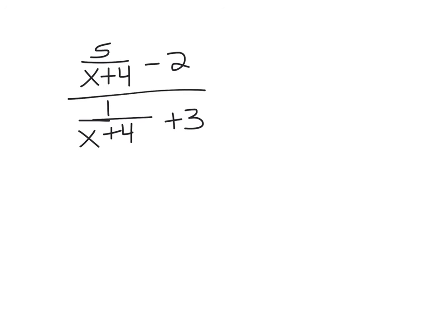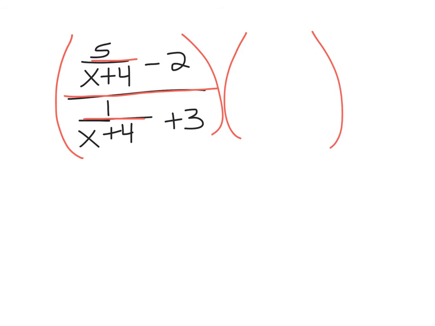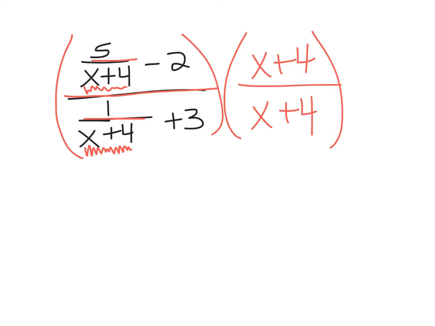Okay, last example. So I see I have big fraction, little fractions. So I'm going to multiply by some sort of special one. And the special one I'm going to multiply by is the little denominator. Well, what's in my denominator this time? I have an x plus 4. Miss Vance, what if they aren't the same? They're going to be the same right now. Okay, this year they will be the same.